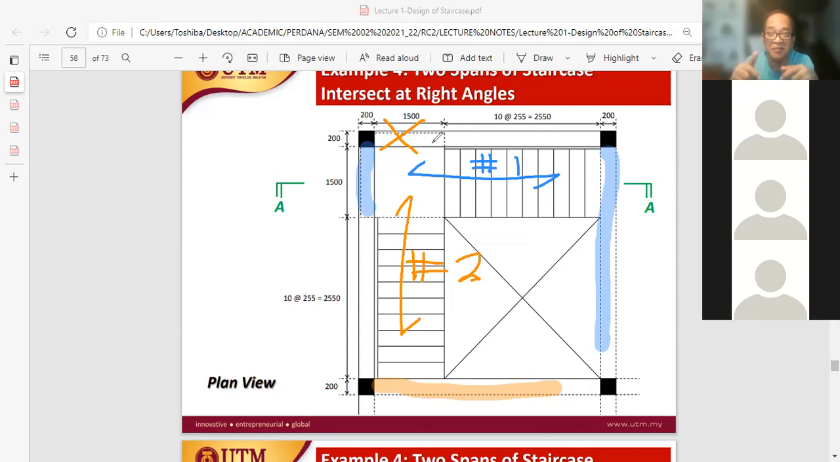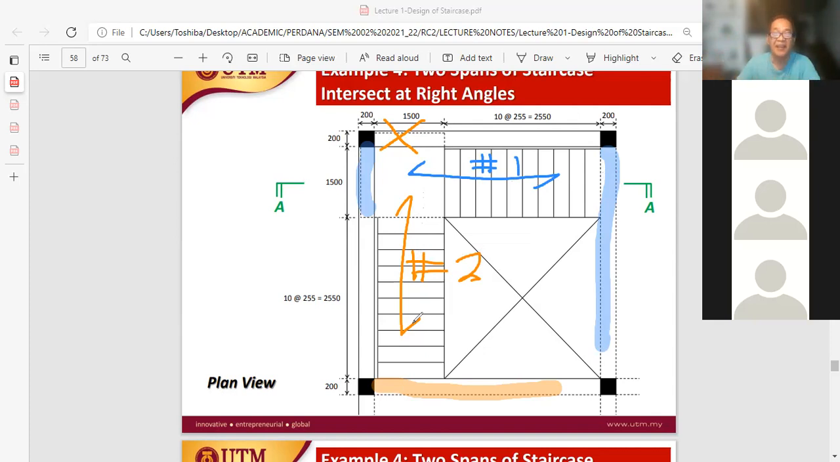Then the problem becomes a case where flight number 1 with 2 supports is now the major flight, whereas flight number 2 with 1 support becomes the minor flight. So it becomes a major-minor problem, which means flight number 1 is now behaving as support to flight number 2. Now we're talking about staircase supporting staircase. The example number 3 was landing supporting staircase. Now we are looking at a case where a staircase can support another staircase.